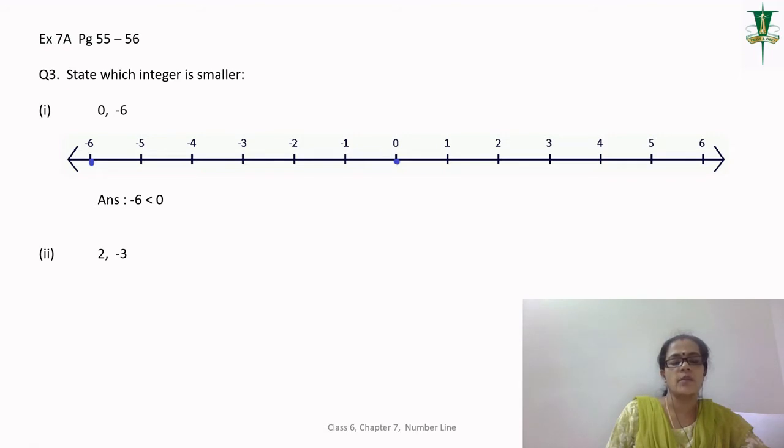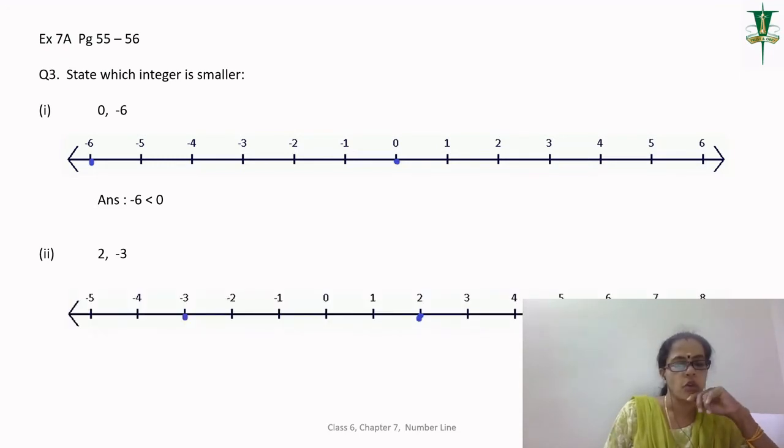This next sum is comparing 2 and -3. For this, draw your number line and indicate 2 on the number line, indicate -3 on the number line. Which is the number that is to the left? -3. So the number to the left is obviously smaller than the number to the right on the number line. So you will write your answer as -3 is less than 2.